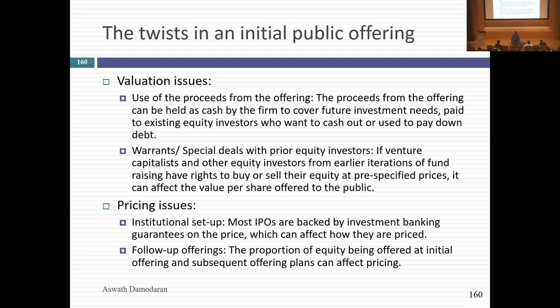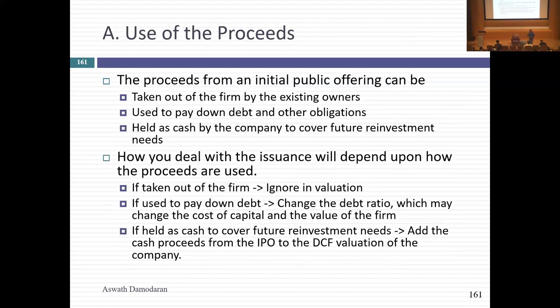And in return for that, what do they get? 6 to 8% of the proceeds. So if you raise $100 million, that's $6 to $8 million. That is the process companies have used for the last century. The process is getting frayed. We'll talk about why, but that is the process we use. But a key part of that process is an underwriting guarantee. So let's talk about the valuation issues first, and then we'll come back to the pricing issues.